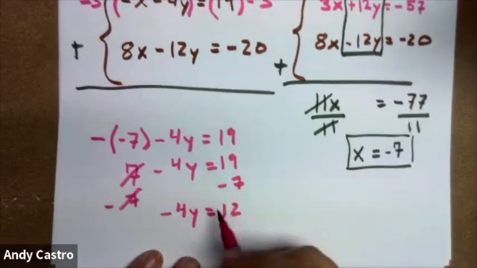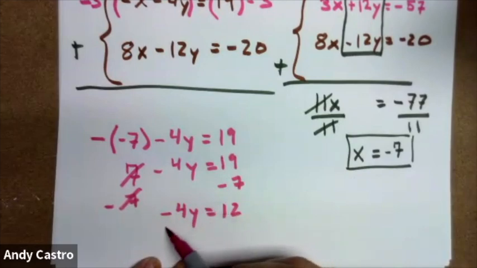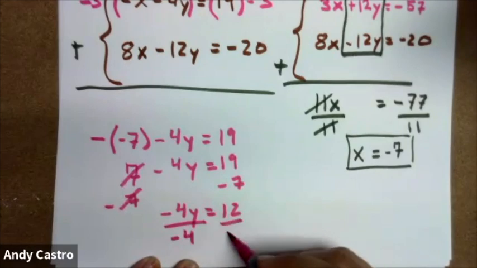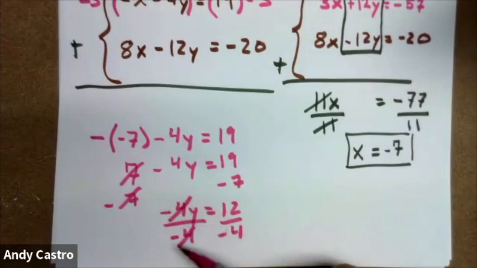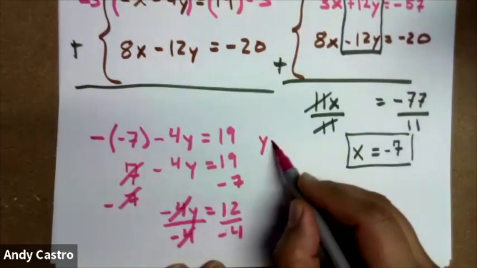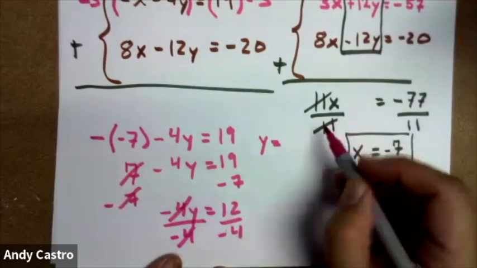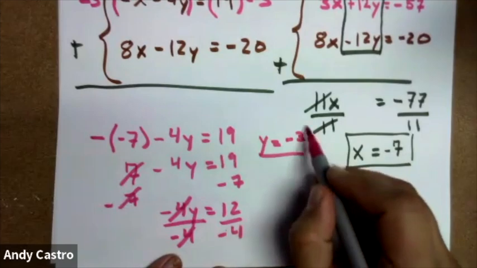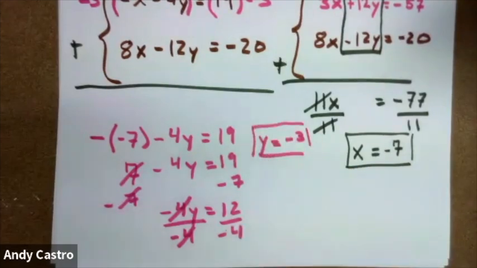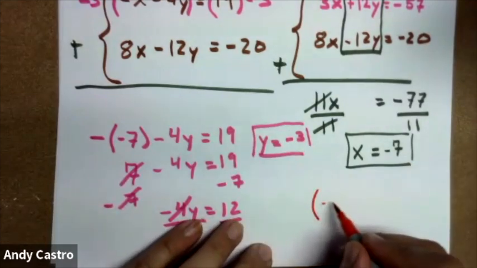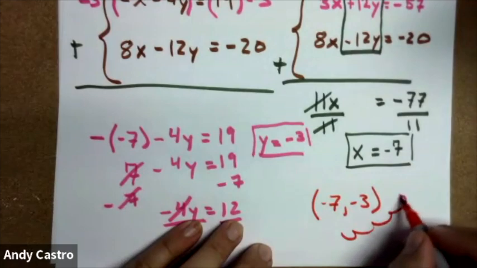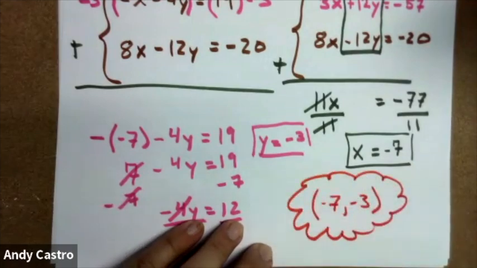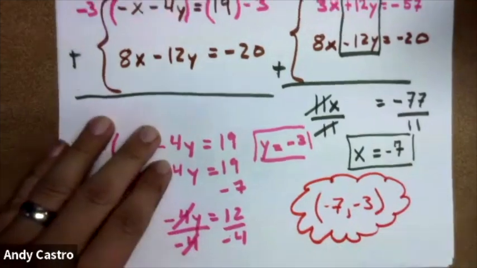And negative 4y is equal to 12. If I divide both sides by negative 4, negative 4 over negative 4 becomes a positive 1. 1 times y becomes y. 12 divided by negative 4 is negative 3. Negative 7, negative 3. That's the point at which those two are going to cross.